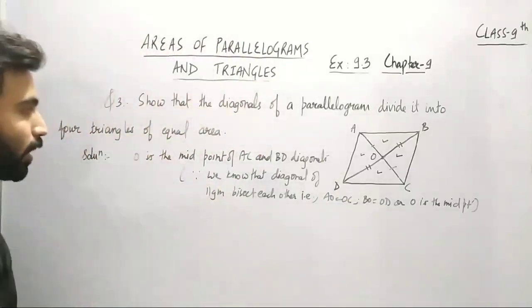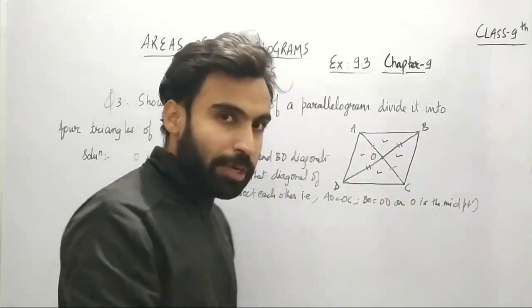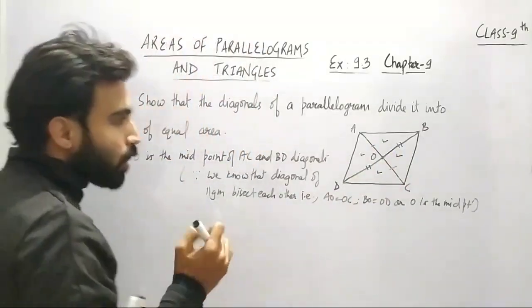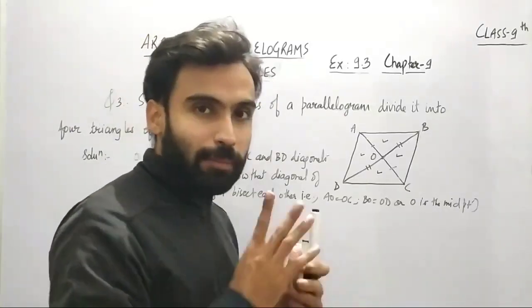Right? So this is the reason here. So we can see that O is the midpoint of both the diagonals here. So अब यहाँ पे मैं 4 triangles लूंगा. Let me just mark them first. Which are the 4 triangles that I'm going to take here?